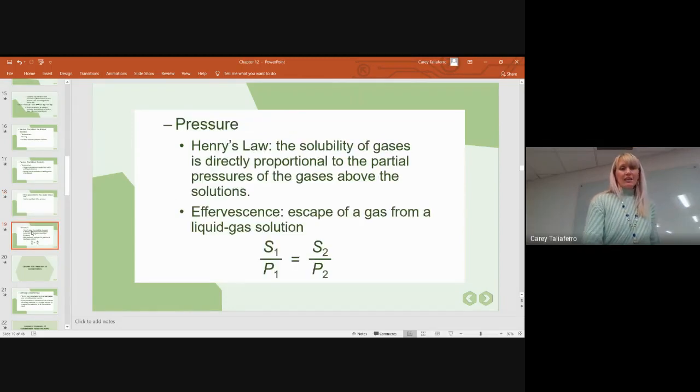And the last thing in this section, I know it's been a long video, thanks for hanging with me, is the idea of how pressure affects solubility. And there's a law, and look, we're going to use some similar words that we heard with gases, directly proportional. The solubility of gases is directly proportional to the partial pressures of the gases above the solutions. So it looks very similar to some of those gas laws we talked about, where the solubility of one over the pressure of one type of gas is going to be equal to the solubility of the second over the pressure of the second.